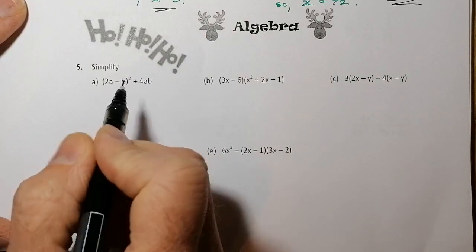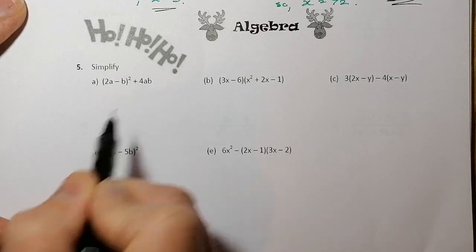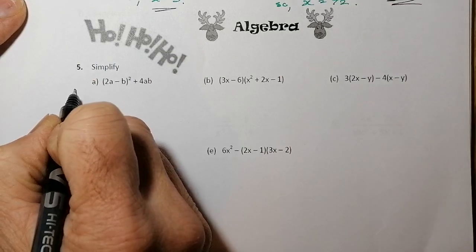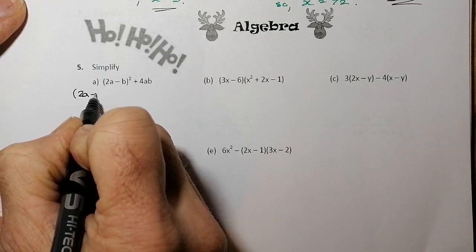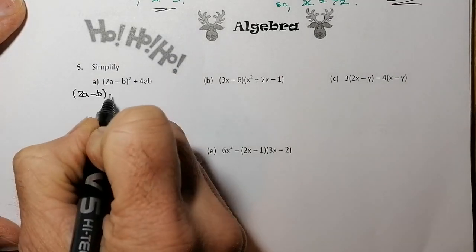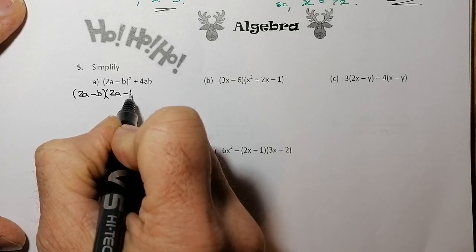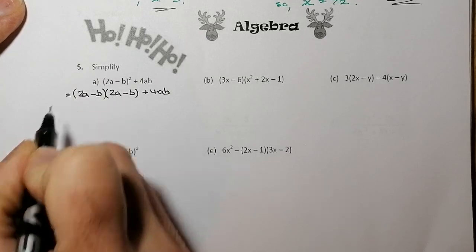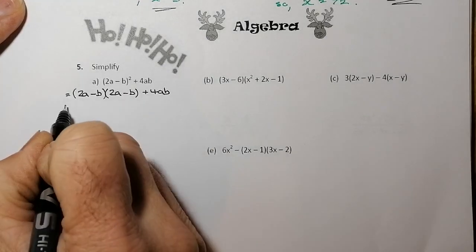So I've got a bracket term here that's squared plus 4ab. What I'm going to do, first with this one here, is write it out as two brackets, because I've got that bracketed term times itself, okay? I'm going to write it out as if it was FOIL, and I'm going to do that one. So I've got two brackets and I'm going to multiply out.